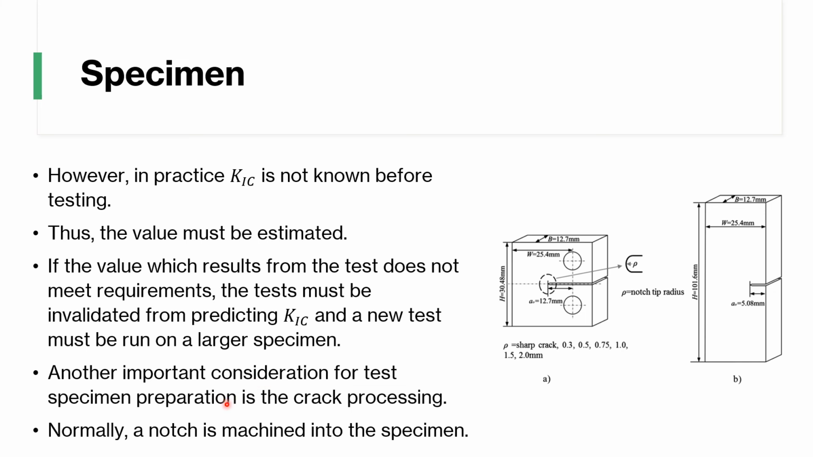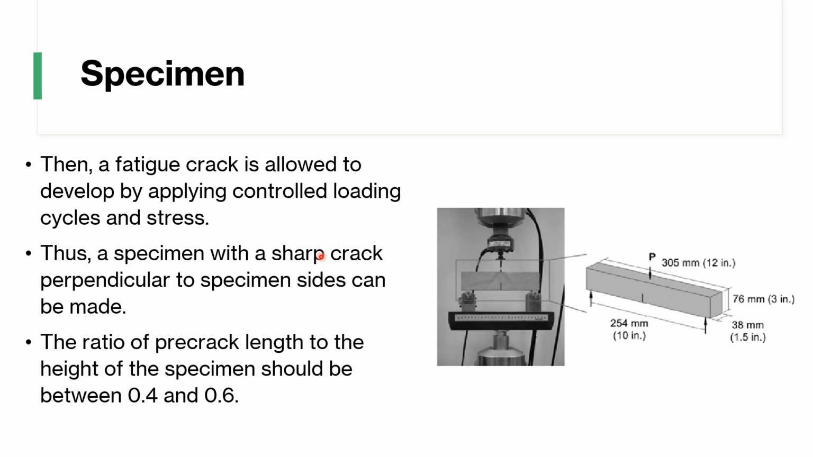So another important consideration in specimen preparation is crack processing. What we do is make a little notch and machine that into the specimen. So here we're making a little notch like that, and we call that the crack processing. Then a fatigue crack is allowed to develop by applying controlled loading cycles.